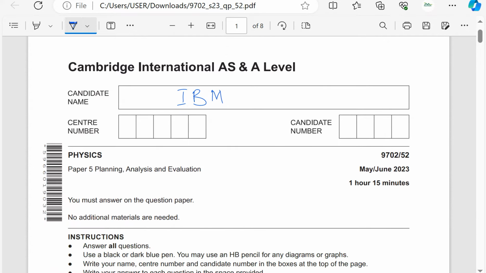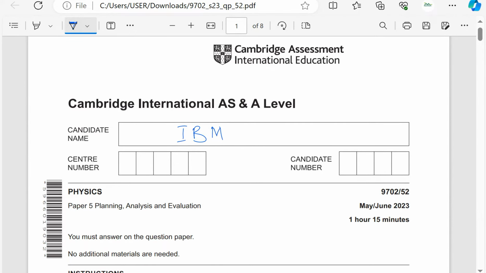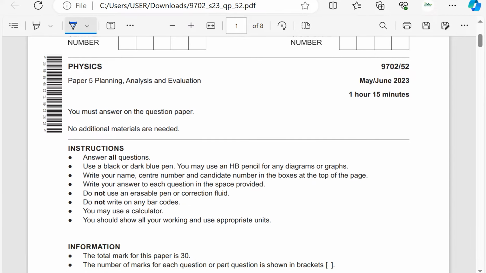Okay, so for those who don't know, I'm based in Asia currently. And this is paper 5, planning, analysis and evaluation, and this is 9702 paper 5.2. This is May June 2023. The paper is supposed to be 1 hour and 15 minutes.